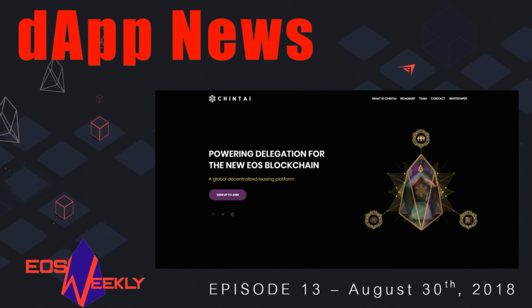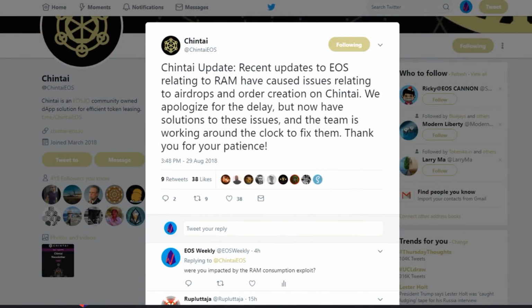Chintai was supposed to launch today, August 28th, but they are delayed. We don't have a new target date yet. In a tweet they sent out yesterday on August 27th, Chintai said, "Recent updates to RAM have caused issues relating to airdrops and order creation on Chintai. We apologize for the delay, but now have solutions to these issues and the team is working around the clock to fix them." Is this the same RAM jam issue surfacing yet again, impacting Chintai and delaying their launch? We asked Chintai this over Twitter, but we haven't gotten an answer yet.